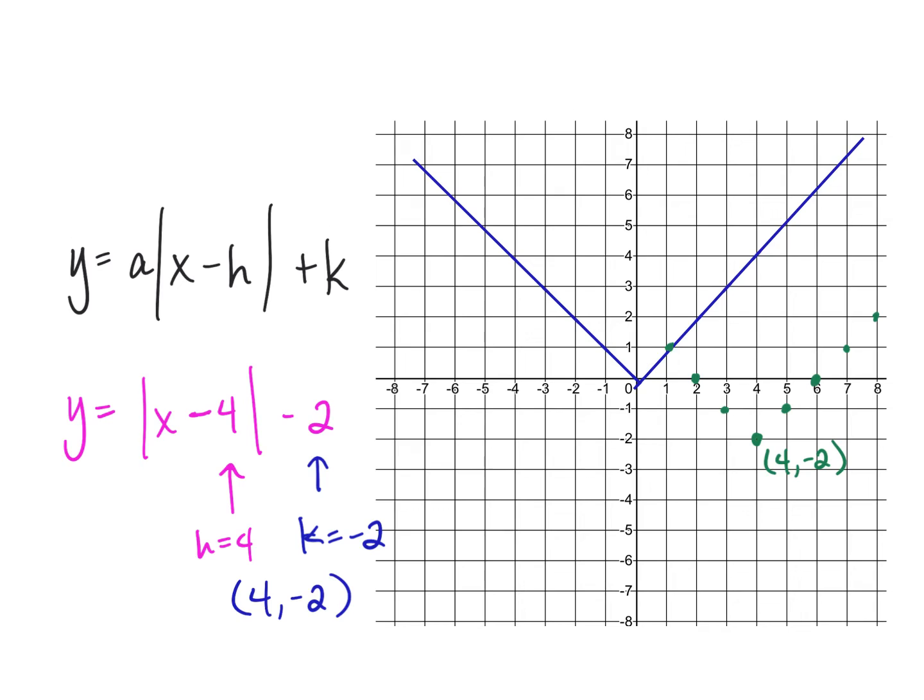And I really only need these 3 points to get that going, because the pattern in an absolute value graph doesn't change as it goes out. That was really, really bad. All right, there you go. And so that is my transformed graph.